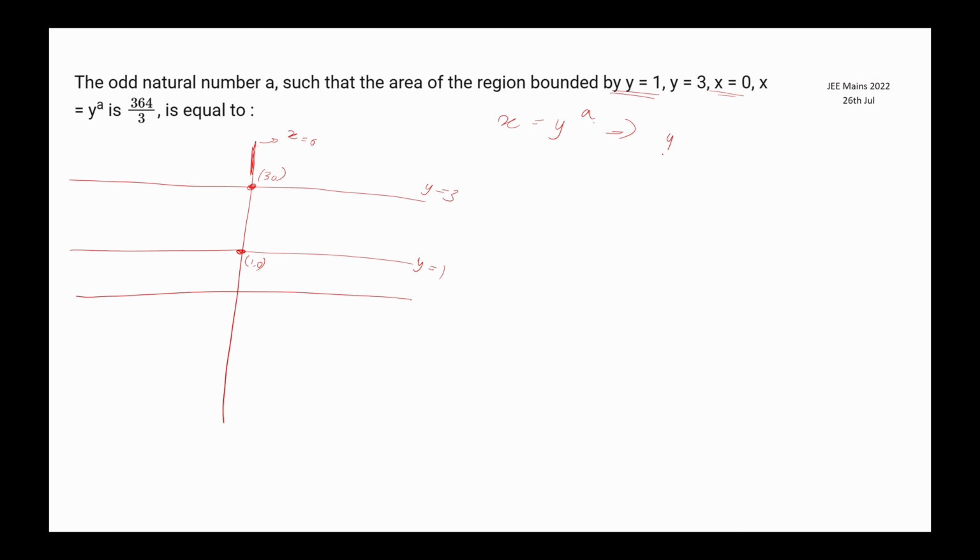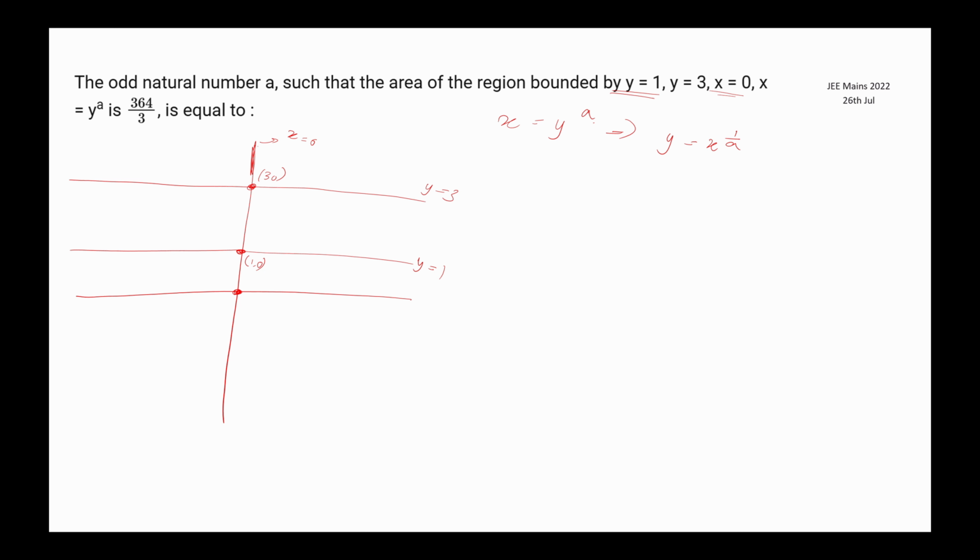If I convert this, it would become y is equal to x to the power 1 by a. If I put the value of x to be 0, y would also come out to be 0. That means this is one of the points that is included. And let's say if I put a value to be any natural number, let's say it is 1 by 2, for example, or let's say it is 1, so y is equal to x, it would come out to be a straight line.